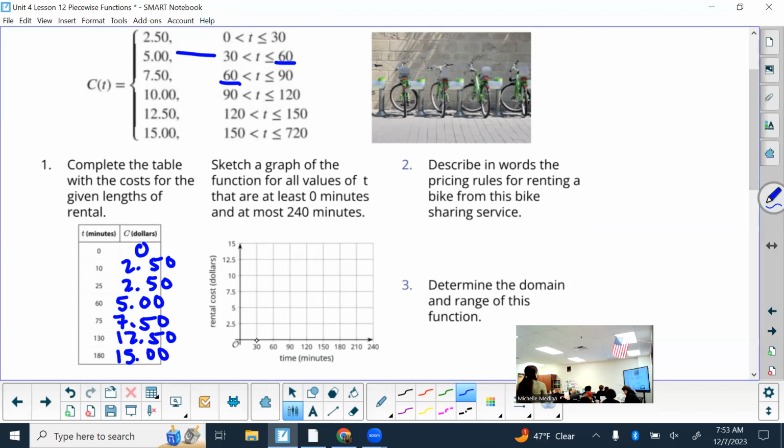When T is 30, what's my output? So then I need to make sure I have a closed circle there. And then everything above the 0, not including the 0, is included in the answer. So even if it was like 0.01 of a minute, that's included. So the way that I represent that would be an open circle where it's 0 and my output is $2.50. And then since it can be everything in between, we're going to put a solid line in between.